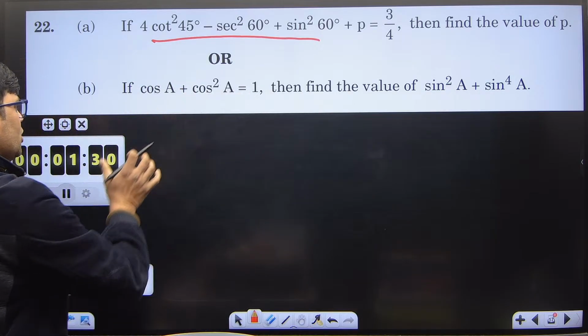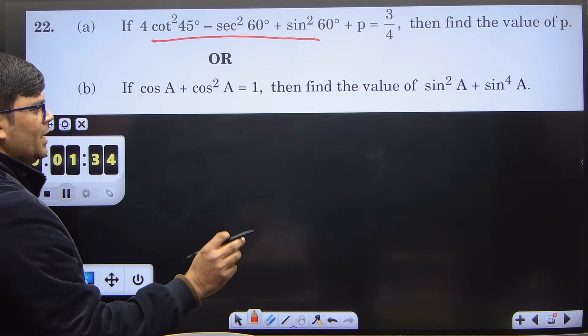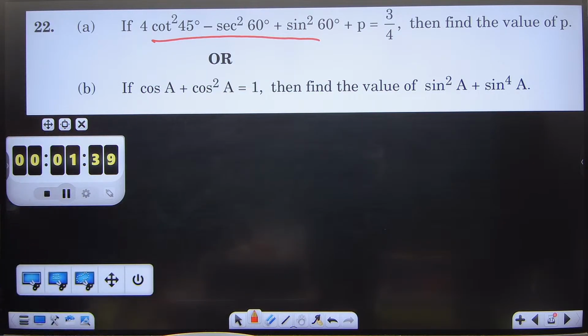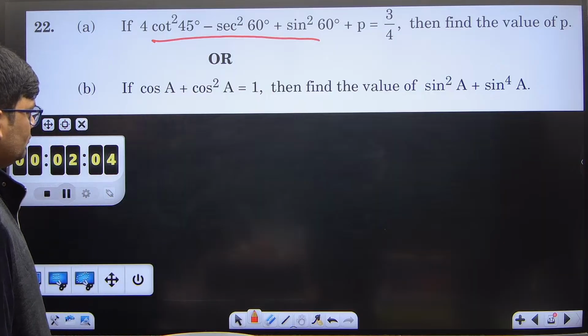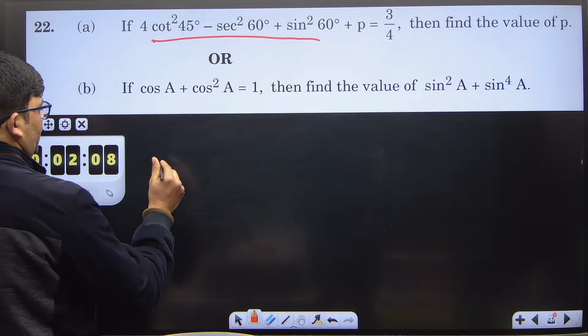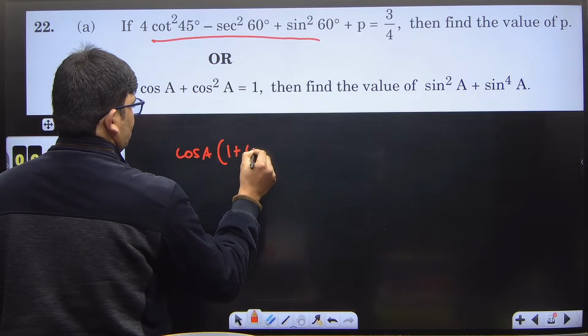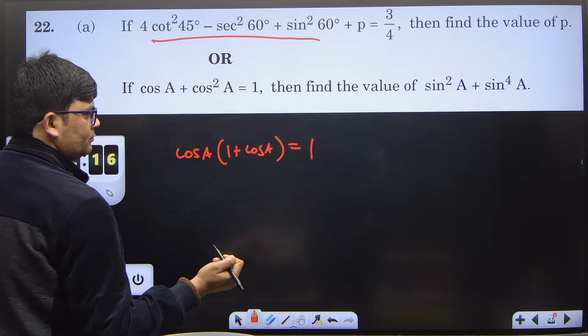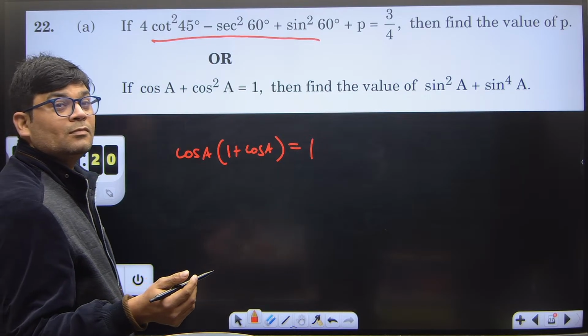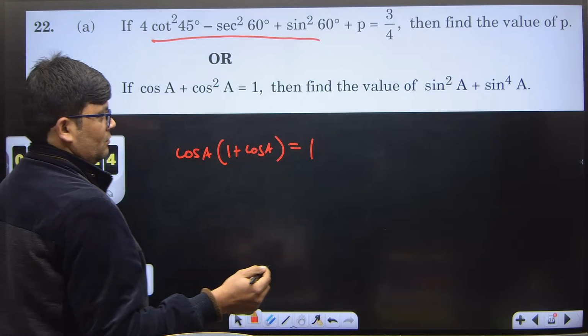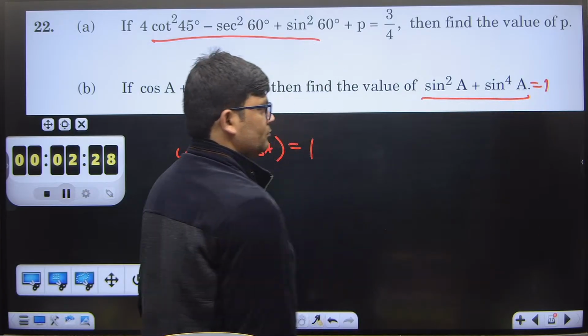Good one. So if cos a plus cos square a is equal to 1, then find the value of sin square a plus sin to the power 4a. Tell me, what will it be? We can also say cos a plus cos square a, or cos a into 1 plus cos a, equal to 1. Sir, that also makes sense. Sin square a plus sin to the power 4a equals 1. This will also come to 1. Yes sir.